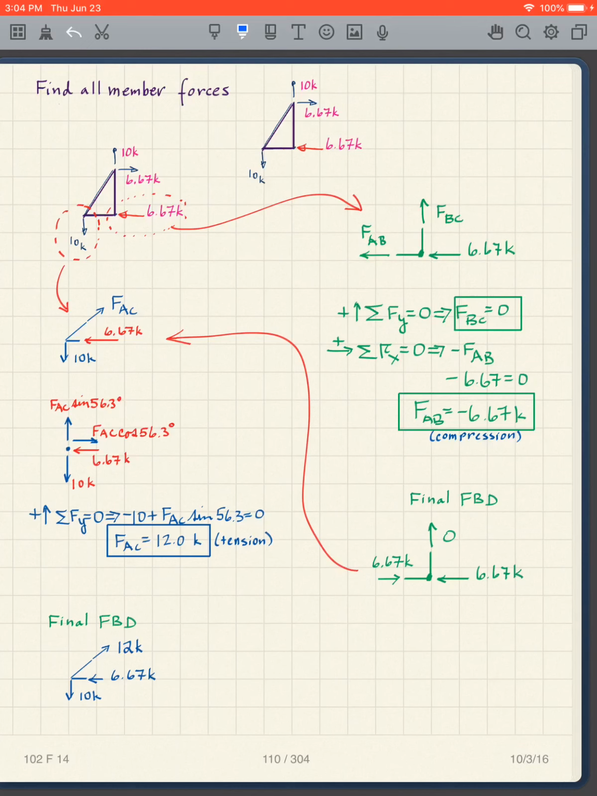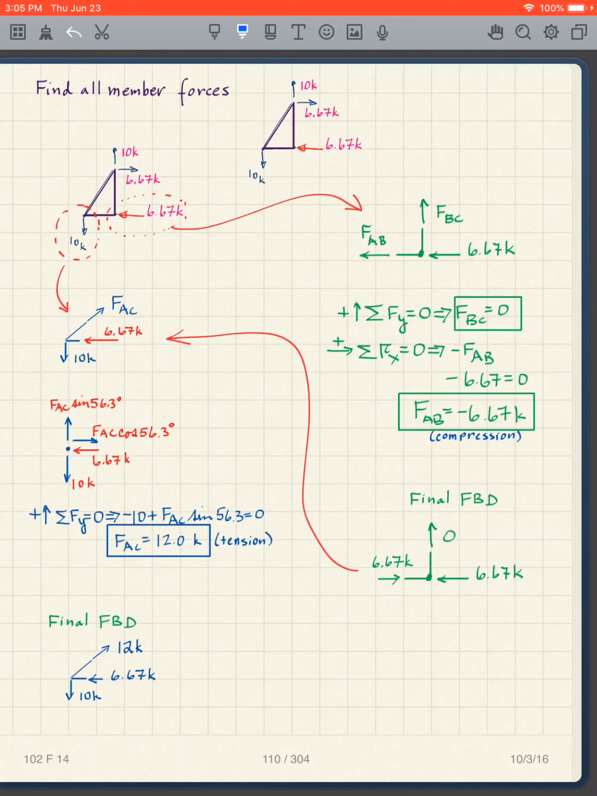Now, what does that tell me? That tells me that my final FBD looks like that. And what does that tell me about the nature of this member? Well, this member is going to be in compression because it is pushing toward the point. So the member is in compression.